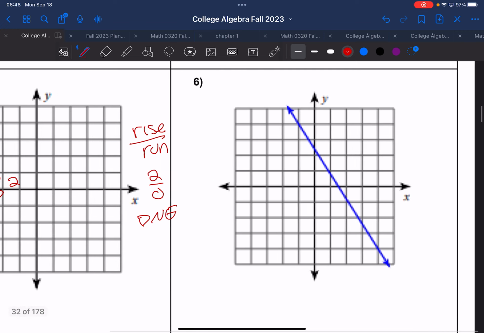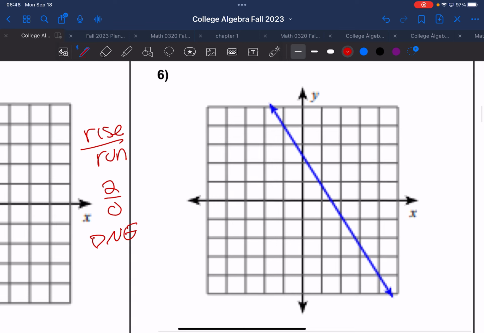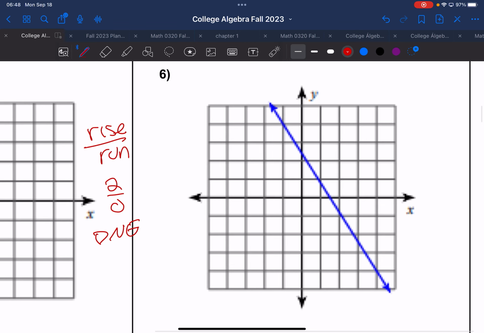Okay, last one for this example is number 6. Go ahead and take a moment and do number 6.